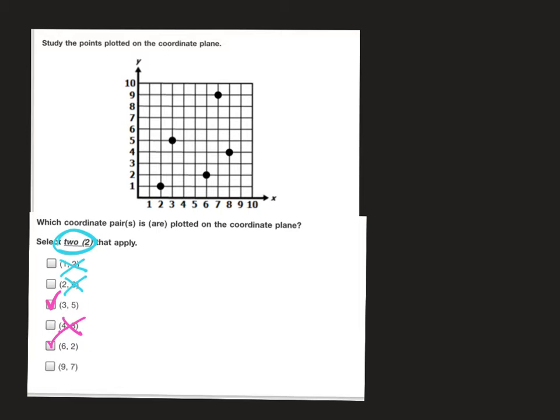And if you double check that last one, right 9, there's nothing even on 9 for X. So we knew it couldn't be our answer anyways. So we found our 2 answers that applied to that.